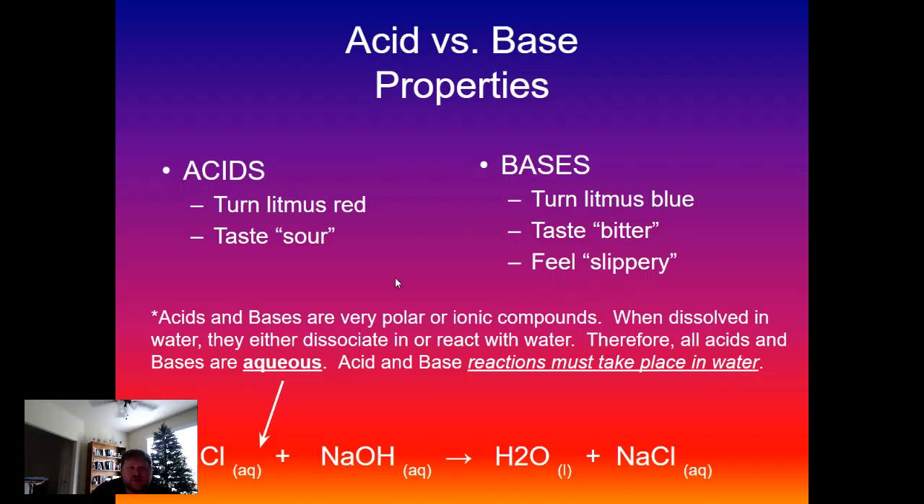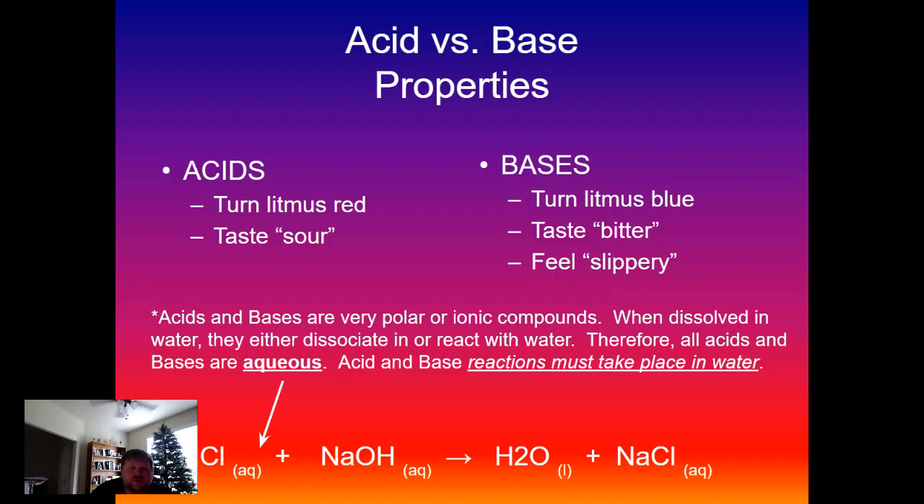Now, chemically speaking, what is an acid or base? Well, they are polar, or in the case of some of the strong bases, ionic compounds, fully ionic. When you dissolve strong acids and strong bases in water, they're going to either dissociate fully if they're strong or react slightly with water through an acid-base reaction. That's just the weak stuff that does that. But importantly, all acids and bases have to be aqueous. They have to be in water to do what they want to do.